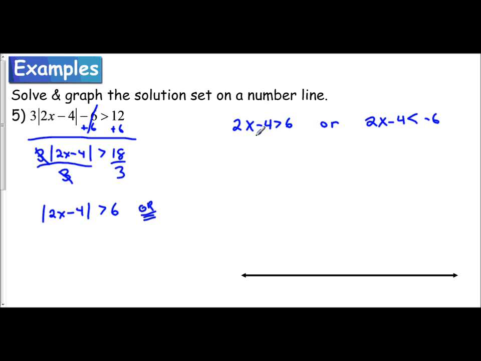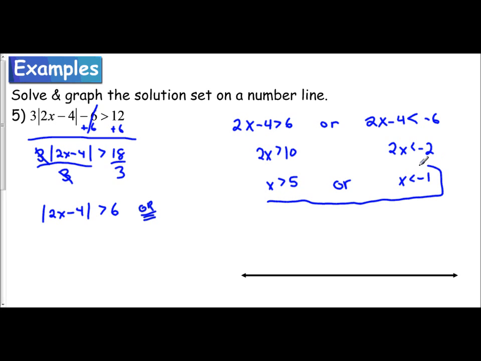So let's solve these separately. I would add 4 and get 2x is greater than 10. And I would divide by 2 and get x is greater than 5. Here, when I add 4, I get 2x is less than negative 2. And divide by 2, I get x is less than negative 1. So my final solution set is represented by the compound inequality x is greater than 5, or x is less than negative 1.